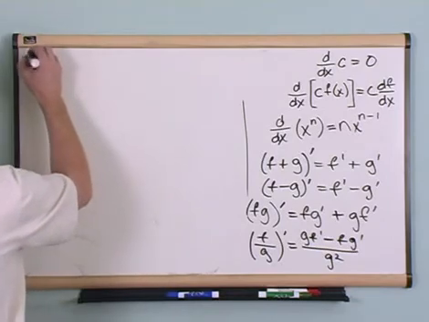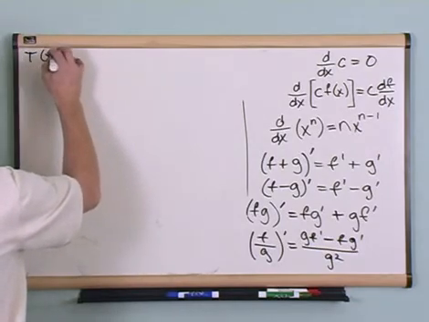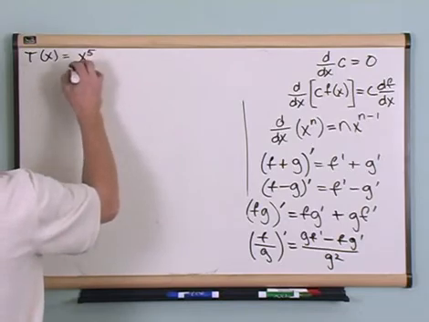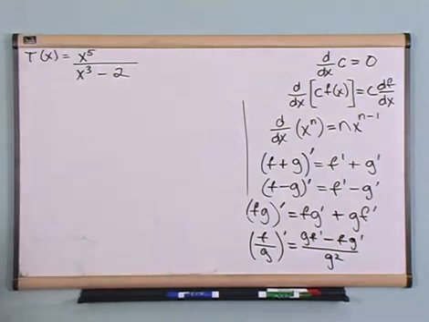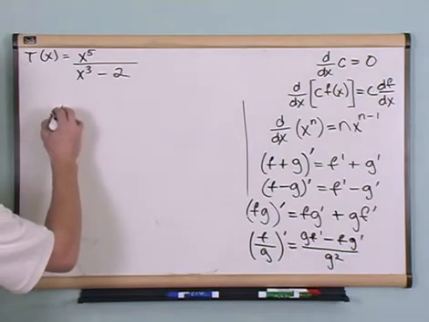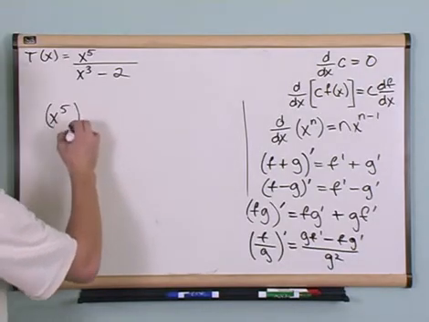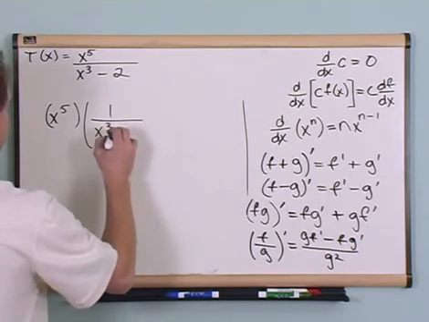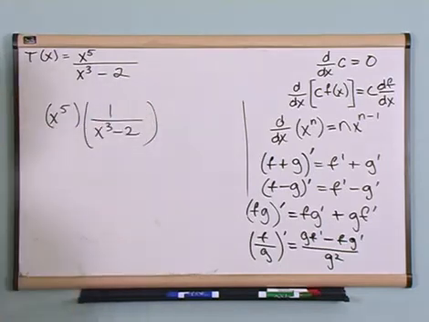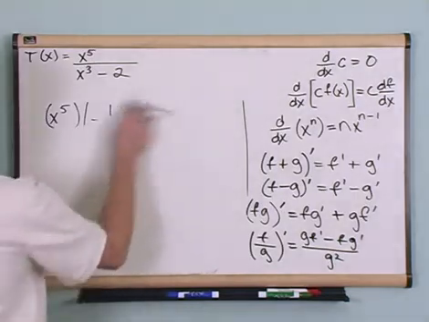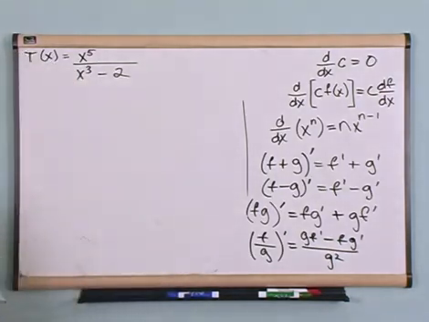Now, an example of that would be, what if you had t of x is equal to x to the 5th power divided by x to the 3rd power minus 2. Now, there's more than one way to skin a cat. So we could break this out as x to the 5th times 1 over x to the 3rd minus 2, and I could use the product formula, this function of x times this function of x. In fact, that's exactly how you derive this formula. If you go through that exercise, you'll get that answer down there. But we're going to use this one.